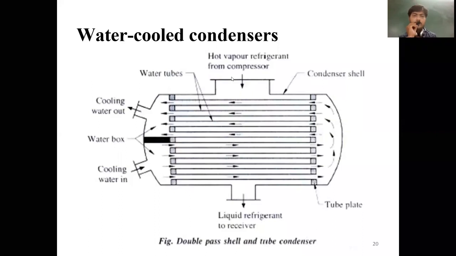Next, the water cooled condenser. This is a double pass shell and tube. In the double pass shell and tube, we use a shell in which tubes are inserted. Cold water goes into the tubes and hot water comes out. Hot vapor directly strikes these tubes and we obtain liquid refrigerant to the receiver. We use tube plates here.